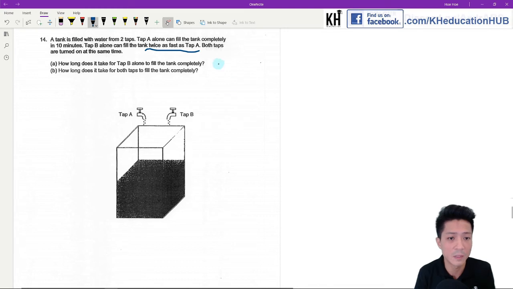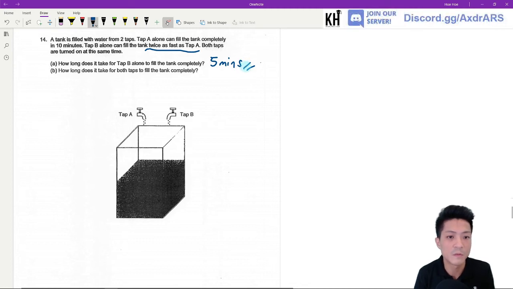So if tap A can fill the tank in 10 minutes, twice as fast would be 5 minutes. That will be the answer for part A. Part B, how long does it take for both taps to fill the tank completely?